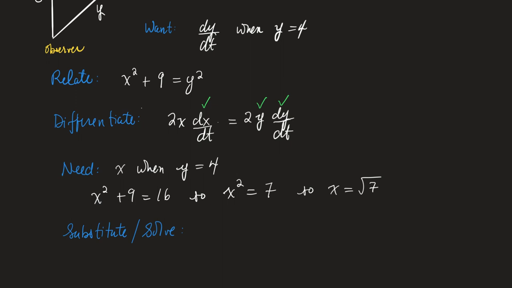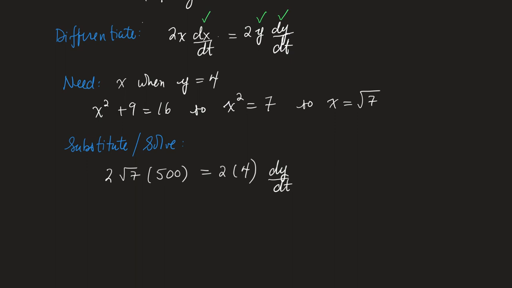All right, so using our relationship right here, we have 2 times x, so 2 times the root of 7, times dx by dt, which was up above, so that was 500, is equal to 2 times y, and we can now use that 4, and we have dy by dt. So that tells me that dy by dt is 2 times the root of 7 times 500 over 2 times 4. Simplifying that, that becomes 125, and I get 125 times the root of 7.